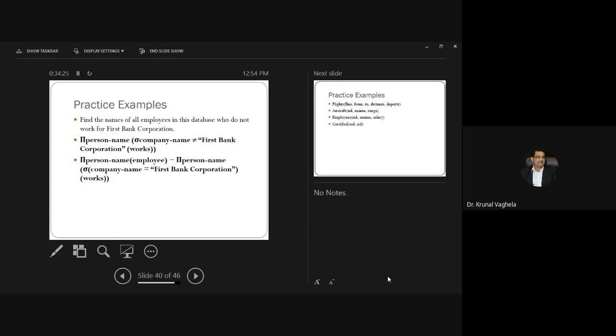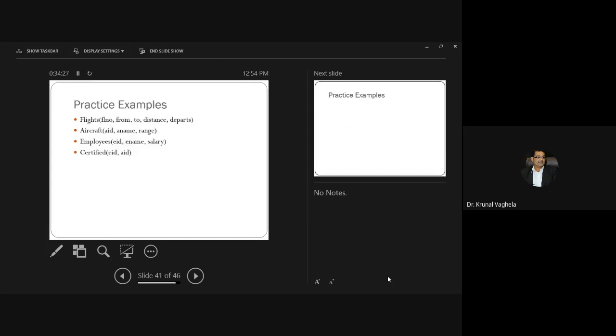So this is for database 1. This is second database. Write these table names or take the screenshot. Flights, aircraft, employee, and certified.